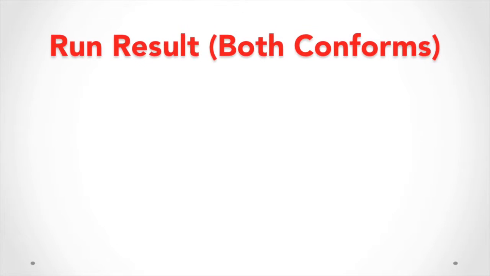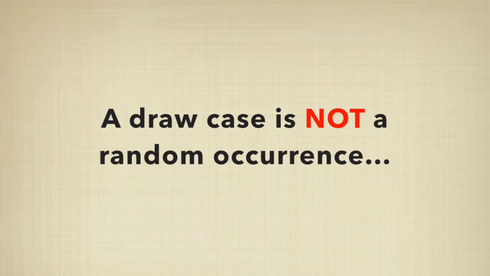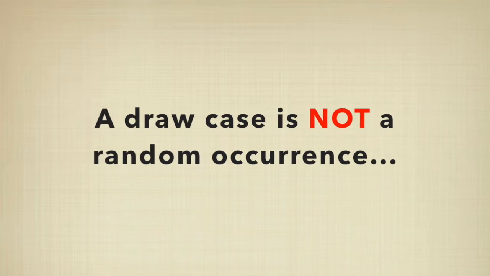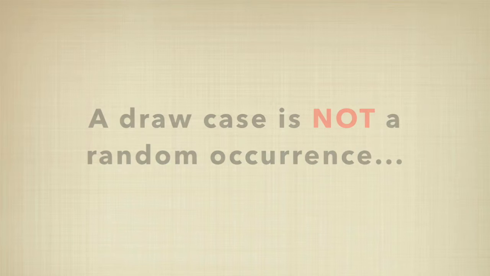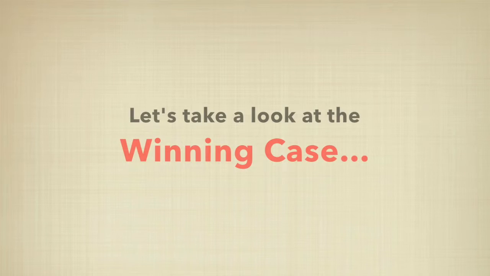Now, we see that if both players conform to the algorithm, the result will be 100,000 draws out of the 100,000 games played. This ascertains our hypothesis that if both players conform to the algorithm, then the game will always end in a draw. I hope it was an eye-opener for you to realize that the draw case might not be a random occurrence after all. Now, let's look at the application of the algorithm in achieving a winning case.